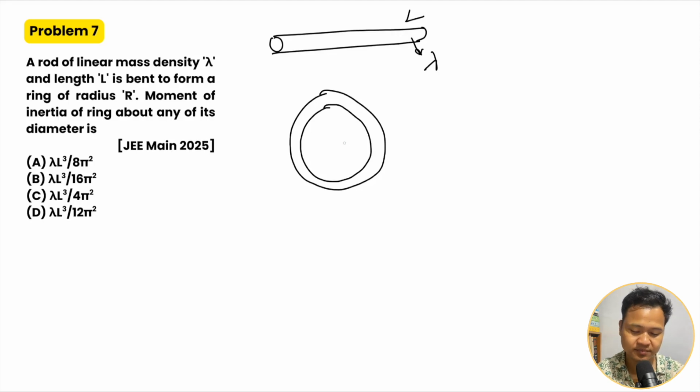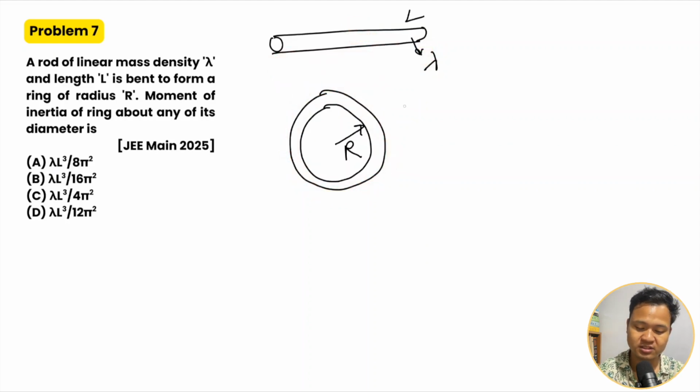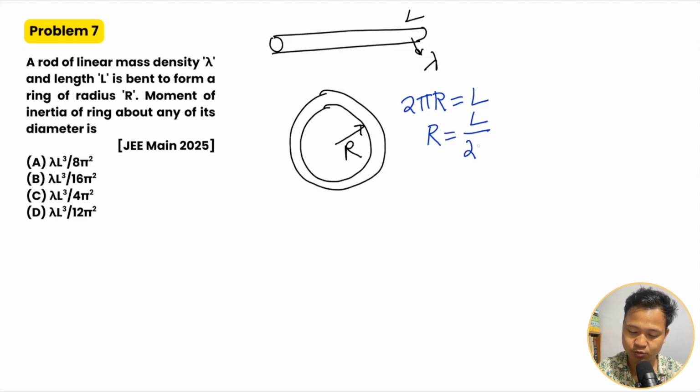How can you write the radius of this ring? The length L of the rod becomes the circumference of the ring. So circumference of the circle 2 pi r equals L, so r is equal to L divided by 2 pi. That is the radius.